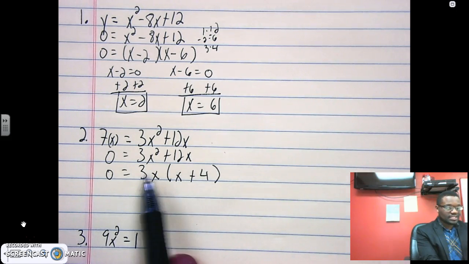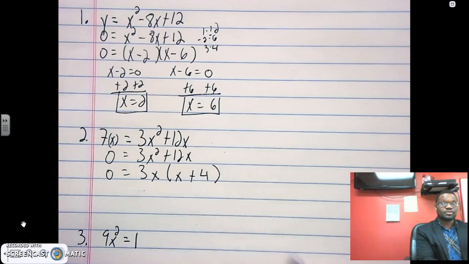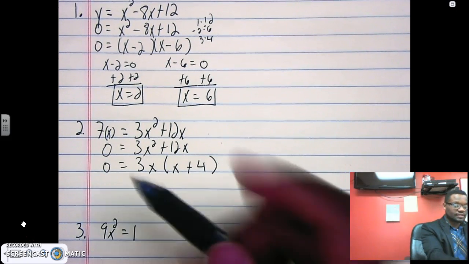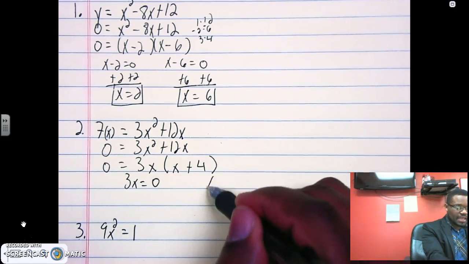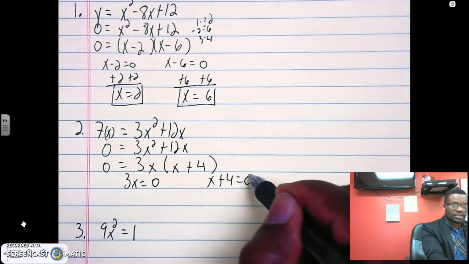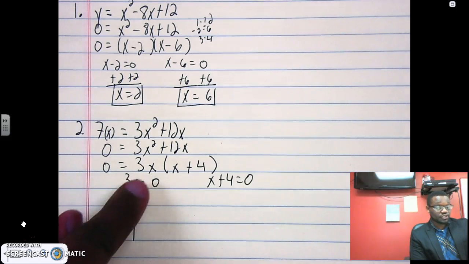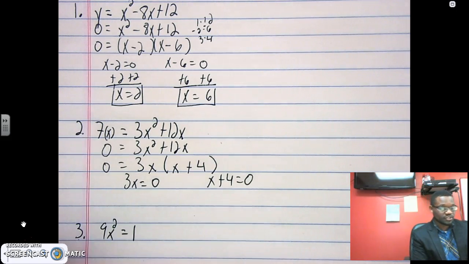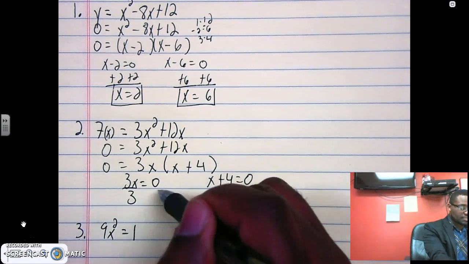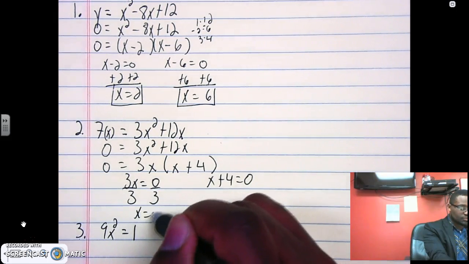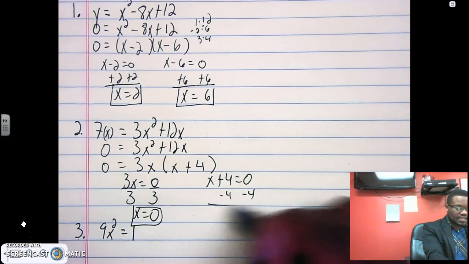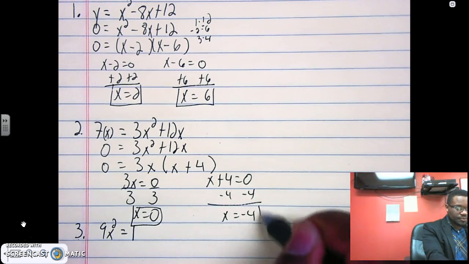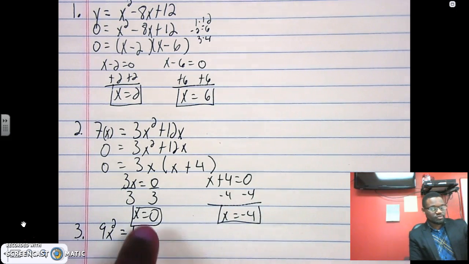Now what you do is take each factor that has a variable and set it equal to 0. This 3x has a variable, so I'll put that equal to 0. X plus 4 has a variable, I'll set it equal to 0. Now, if that was just a 3, I wouldn't set it equal to 0. Divide both sides by 3, and x equals 0. Subtract 4 from both sides, and x equals negative 4. So your two solutions are 0 and negative 4.